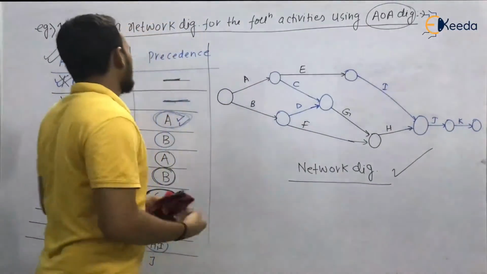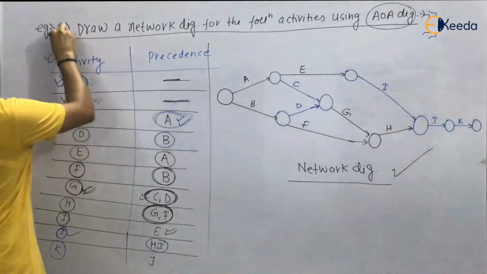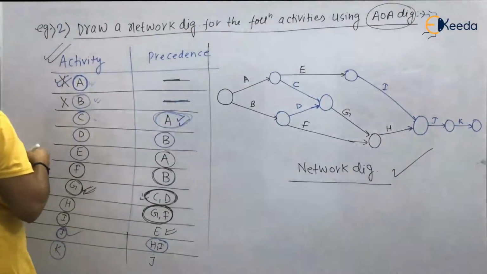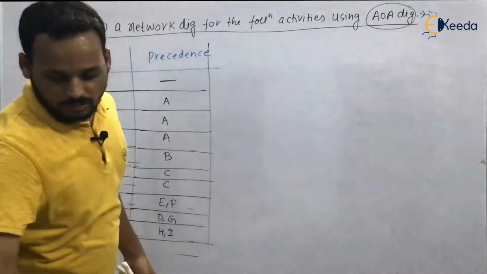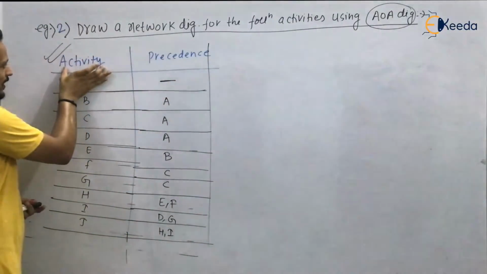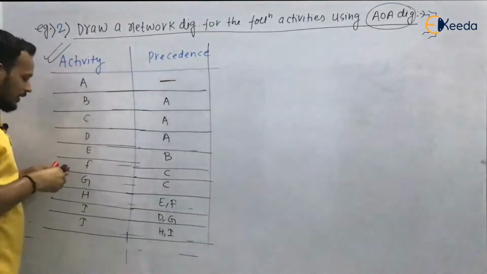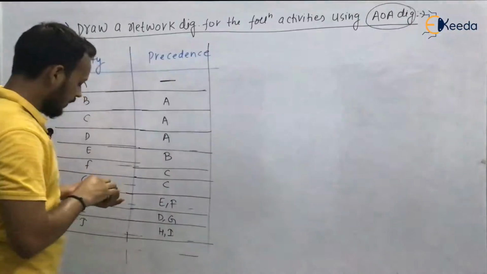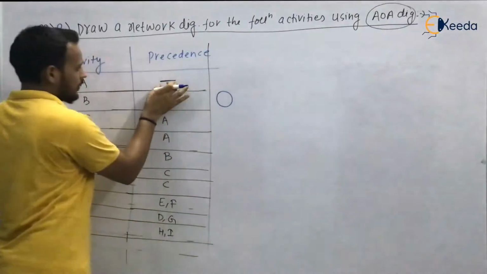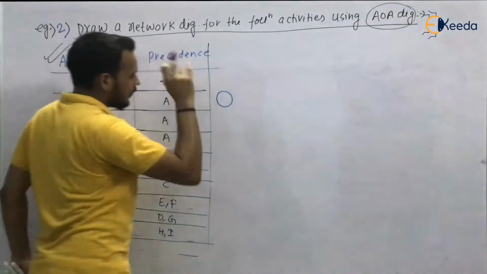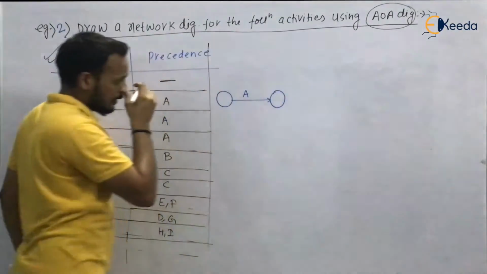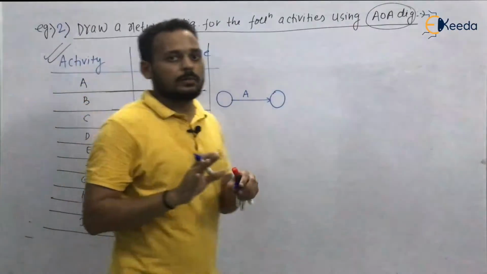Now I will take another example, example second. So you have to start drawing the network diagram. Just look at the table. The given things are activity and precedence. The first activity is activity A. Look at the precedence. There is no precedence, so the first activity is activity A.